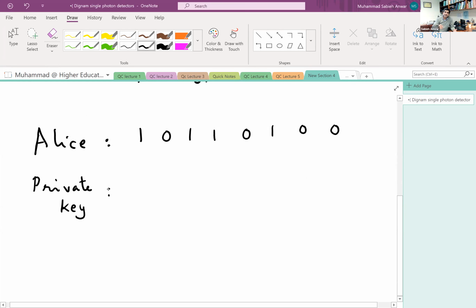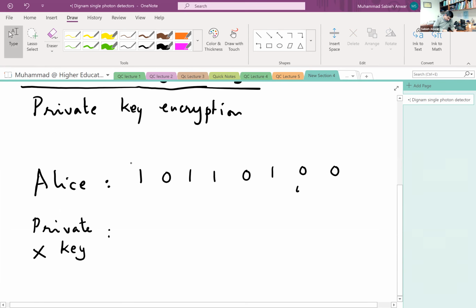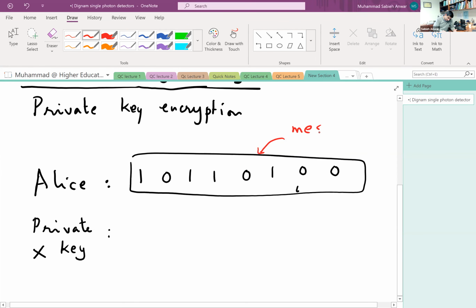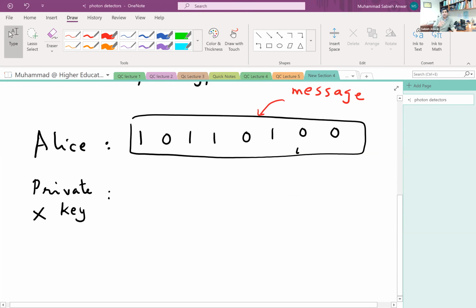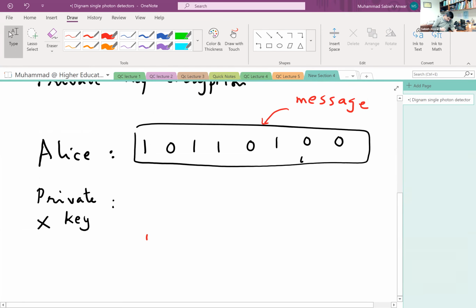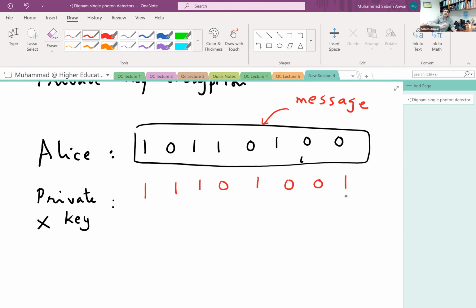And she will tell that key to Bob. The key that she will create, let's label it by X, is also a string of random zeros and ones. What I've written here at the top is the message that Alice would like to convey. This is the real message. And now she creates a key which is totally random. It has to be random, a random string of zeros and ones. Suppose it is 1110100 01. So this is a random string of zeros and ones. This has to be created by a universal random number generator, which creates truly random bits.